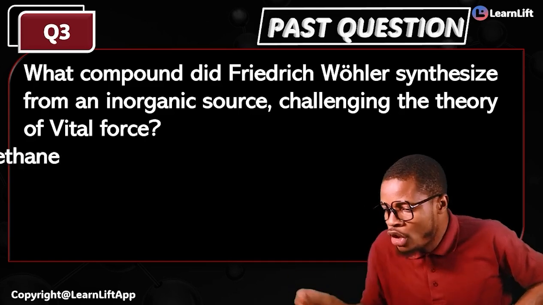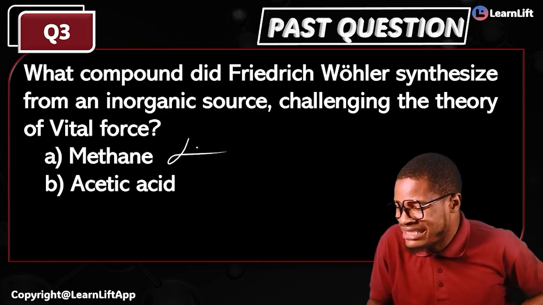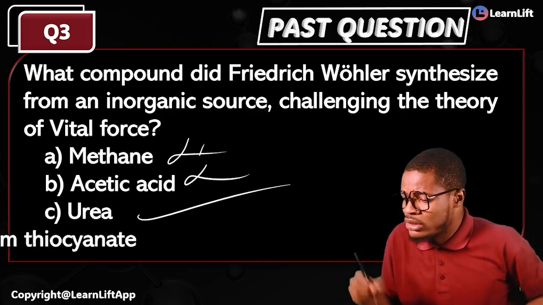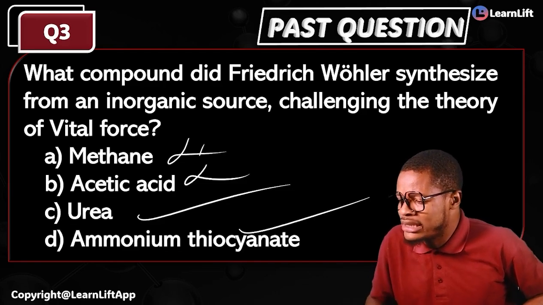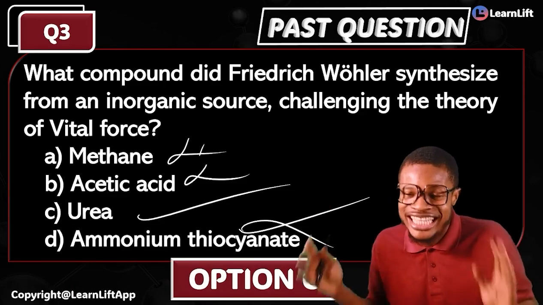He synthesized urea from it. So what compound did Friedrich Wöhler synthesize from that inorganic source, which is ammonium cyanate? Urea is the answer. Option A says methane. No, it is not methane. Option B says it is acetic acid. No, it is not acetic acid. Option C says it is urea. Correct. And then option D says it is ammonium thiocyanate. It is not ammonium thiocyanate. What is the answer? Option C, urea, is the answer.